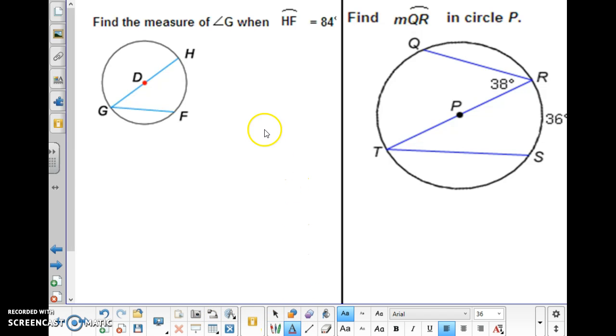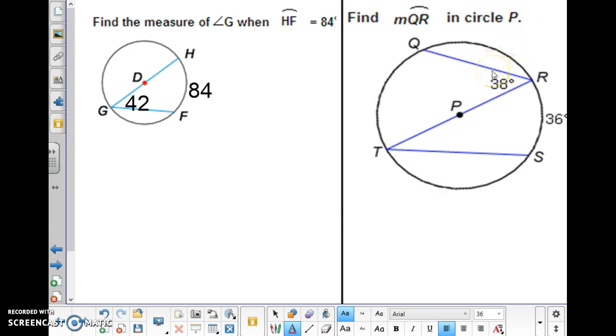Okay, so now that you've taken a look at this, we know that HF is going to be 84 degrees. And so they basically want to know angle G. So very simply, they're just asking you to show the theorem that we just talked about. If this is 84, this is going to be half of it. And half of 84 is going to be what? 42. So our answer is 42.